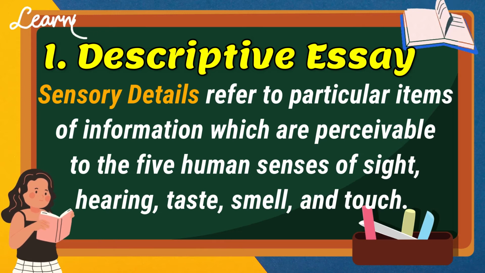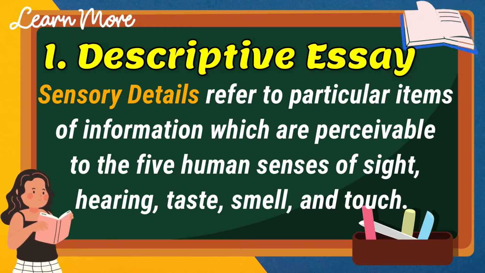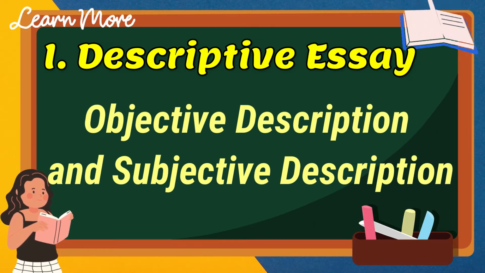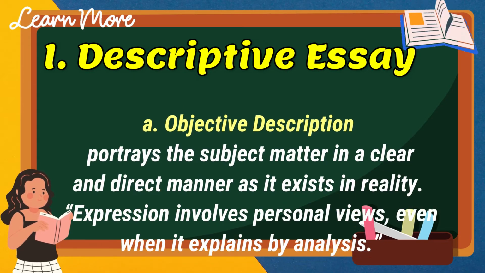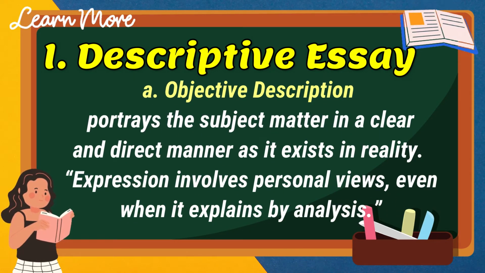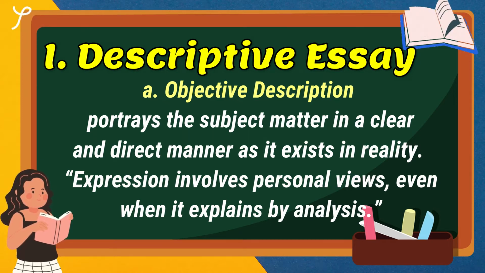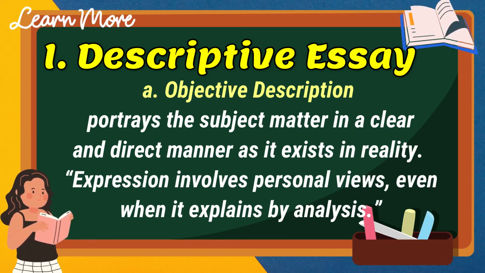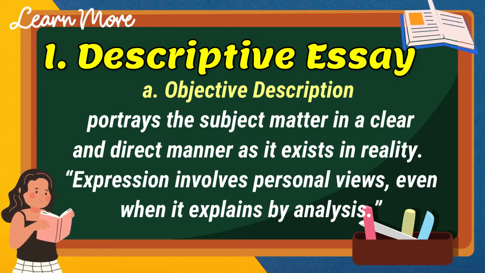Sensory details refer to particular items of information which are perceivable to the five human senses of sight, hearing, taste, smell, and touch. There are also types of descriptions used: objective description and subjective description. Objective description portrays the subject matter in a clean and direct manner as it exists in reality. Expression involves personal views, even when it explains by analysis.